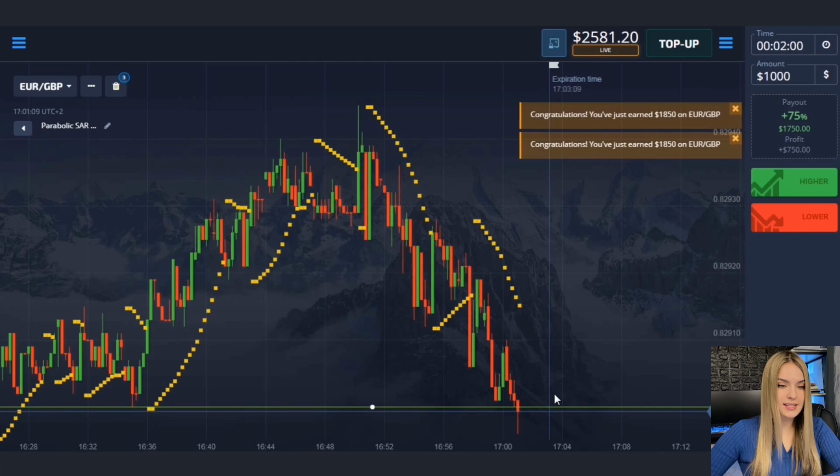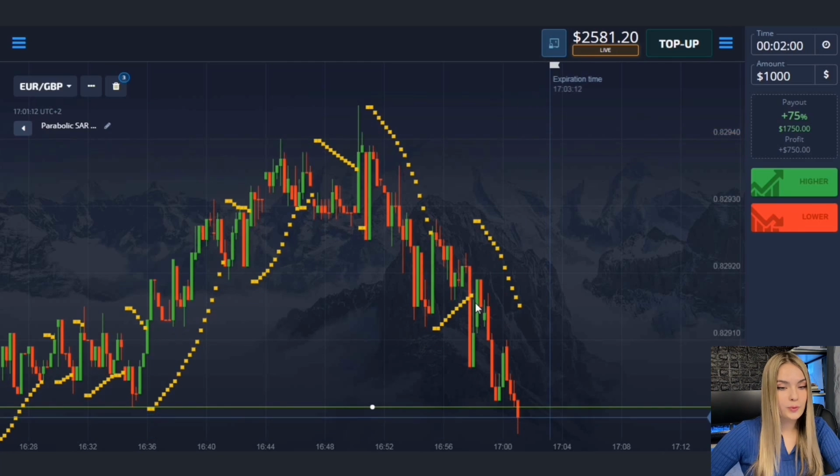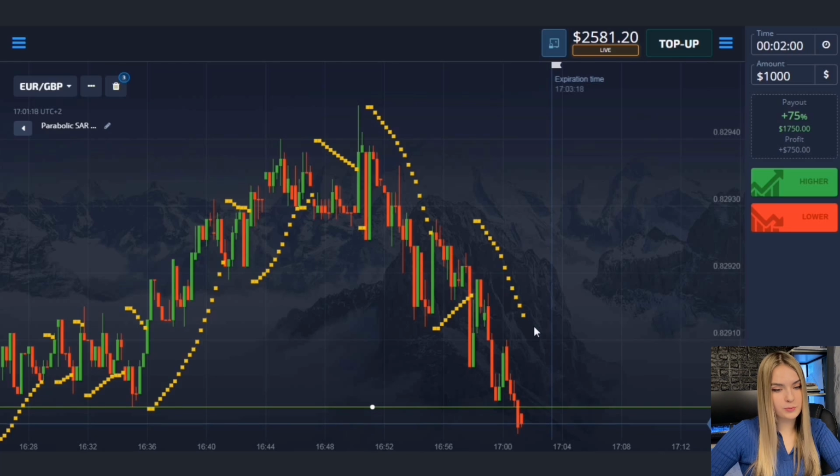Well, it's not bad guys, the price really continued its movement. We are making a profit here. Also, this indicator in turn really suggested a good entry point and helped to determine the further price movement. Everything is going well. Let's continue.